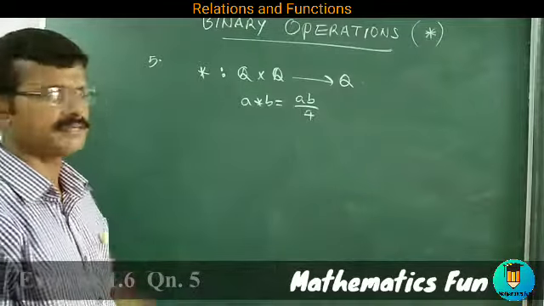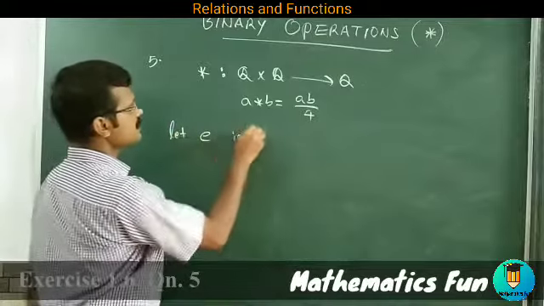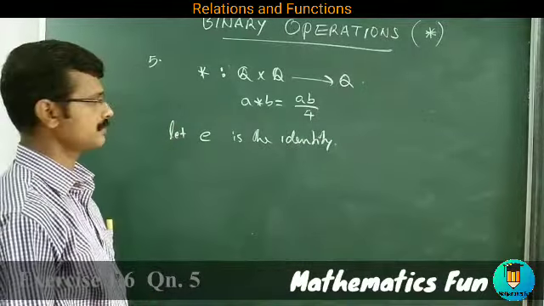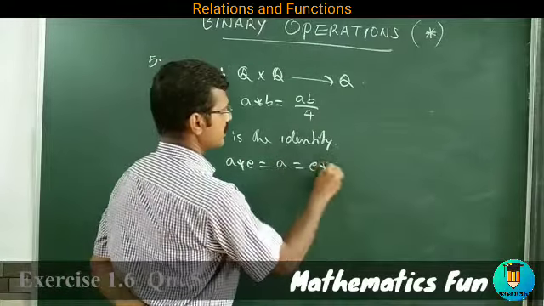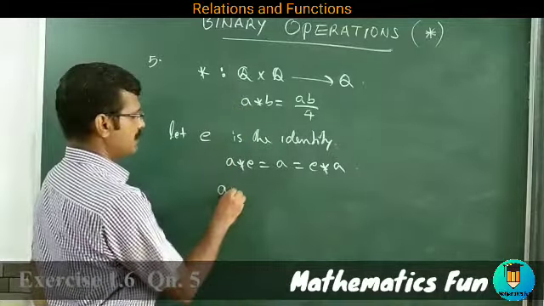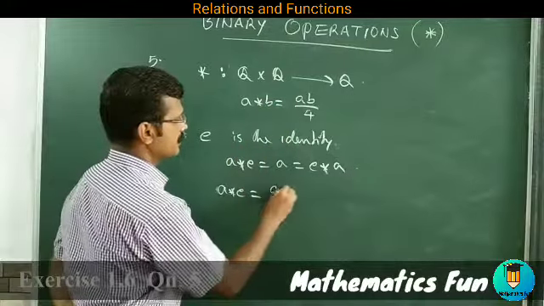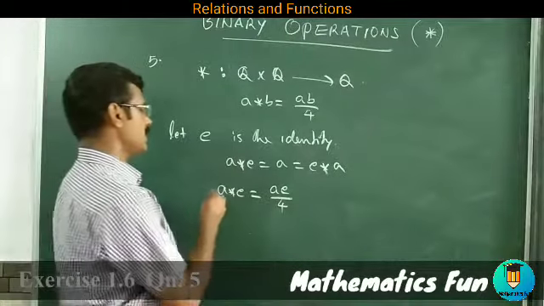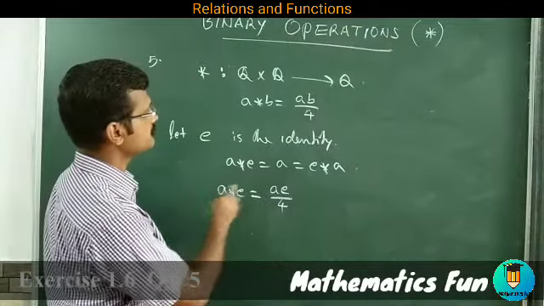So we know the identity's definition. Let E be the identity element. Then by definition we know A star E is equal to A, which is equal to E star A. This, if you apply here, A star E, from here, if you use this rule, is AE by 4. I am simplifying it.